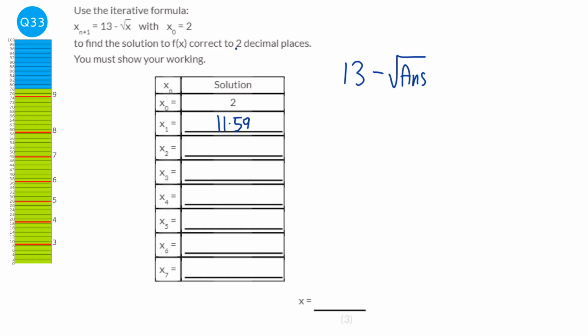11.59 when rounded to 2 decimal places. Press it again, you get 9.60, again rounded to 2 decimal places. Again, 9.90, 9.85. So it's getting closer to something now. 9.86 and then 9.86. So our answer is going to be 9.86, because as soon as the number repeats, you stop and write down that answer.